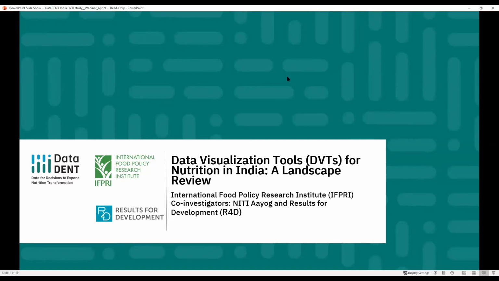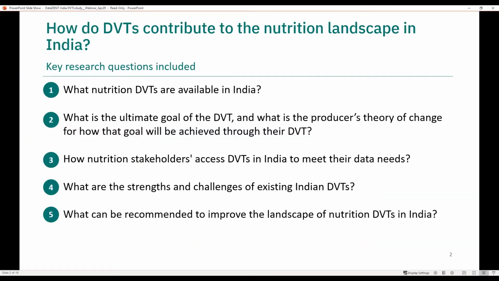Building on the global work, we decided to learn country context in one of the DataDENT's focus countries. Given the scope and growing focus on nutrition data, we did a landscaping review of data visualization tools for nutrition in India. The study was led by IFPRI along with Niti Aayog, policy think tank at Government of India, and Results for Development as co-investigators.